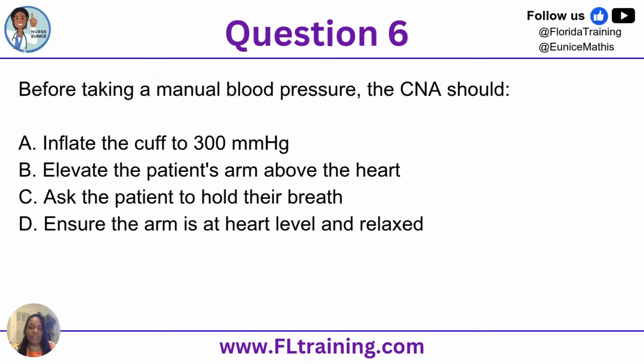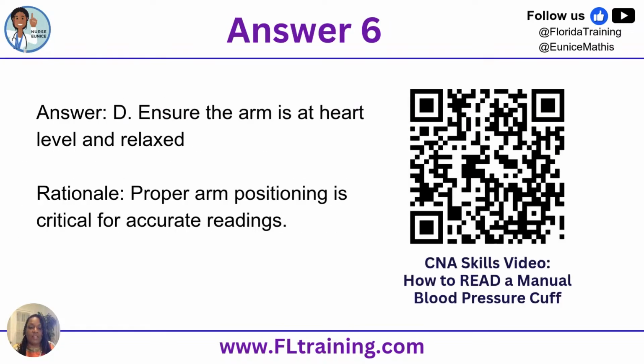A manual blood pressure. You're using a sphygmomanometer. So let's say that word together, sphygmomanometer. What we usually just call it is the blood pressure cuff. But if you're taking a manual, the old-fashioned way with a stethoscope, of course it needs to be D. You need to ensure the arm is at the heart level and relaxed because proper arm positioning is critical for accurate readings. And you'd also do the same with an automated blood pressure cuff. But regardless, in order for you to do a manual blood pressure, you have to know how to read the gauge.